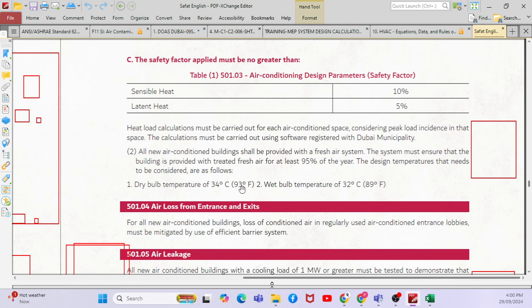Clear, right? If you calculate by either 34, 32 or 46, 29, the load will be higher at 34, 32 degrees Celsius, because the humid load is very high. The humidity in the air is very high, so that is what we have to take out. That is the purpose of the fresh air: to remove moisture from the space. So that load is much higher.